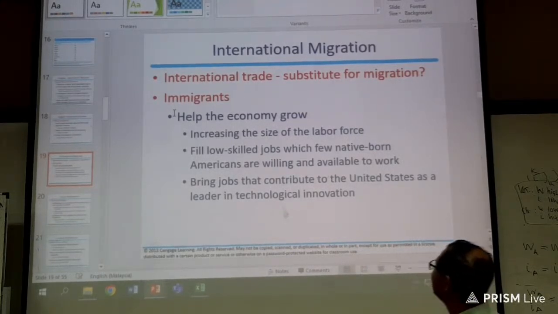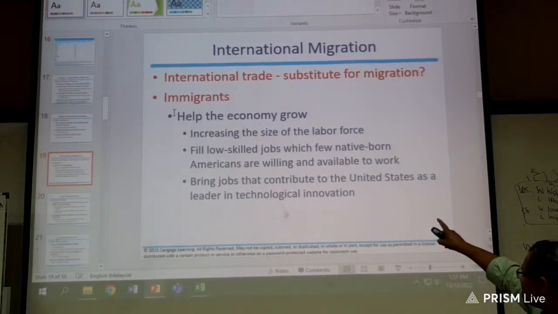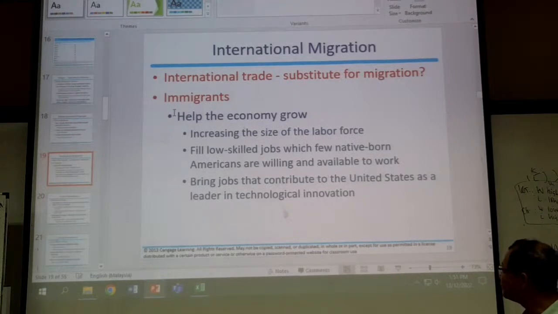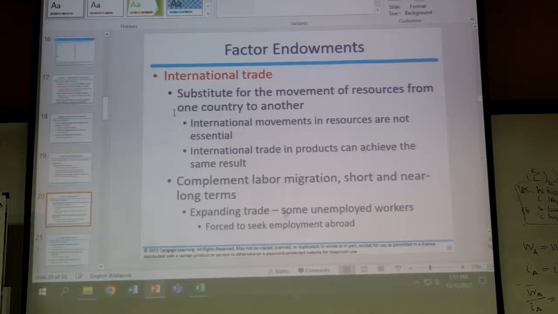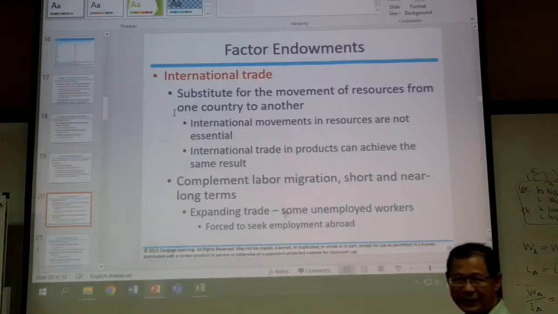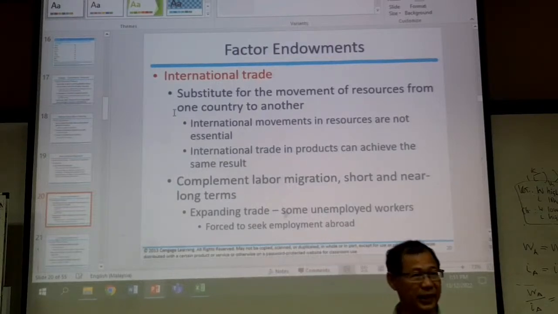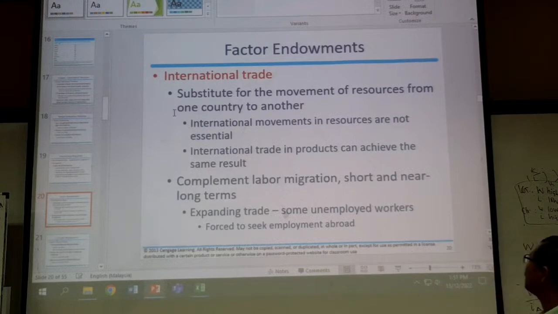Now there's migration, so that helps the economy grow, increasing the size of the labor force, filling the low-skilled jobs which few native-born Americans are willing and available to work. Previously, no Americans were willing. It also brings jobs that contribute to the States as a leader in technological innovation. So trade substitutes for the movement of resources from one country to another. Yes, this is the one I want to emphasize. Free trade is a substitute for the movement of resources from one country to another. International movements of resources are not essential. International trade in products can achieve the same result.